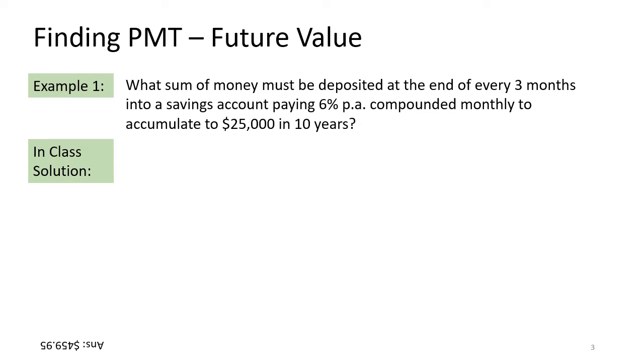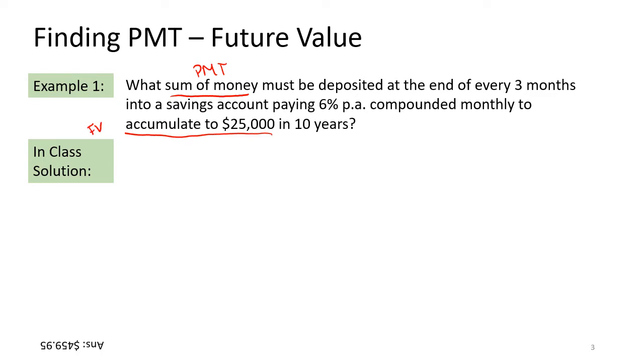So starting with this question, a couple things to notice. It's asking for a sum of money. That signals that you need to find the payment. And it's saying that it's accumulating to $25,000. That's how you know that that is the future value, $25,000.